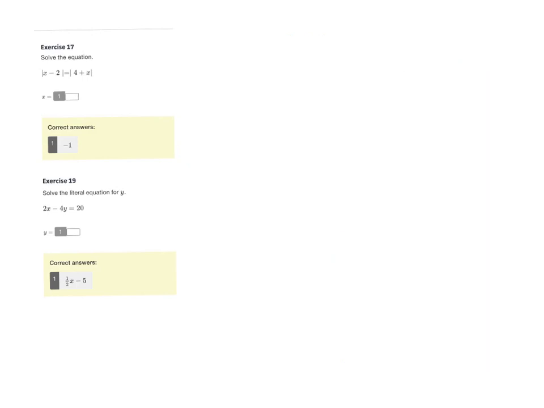Alright, number 19. We've got 2x minus 4y equals 20. And they want us to solve for y. So we need to get this by itself. And I keep that negative in front because it's part of the term.